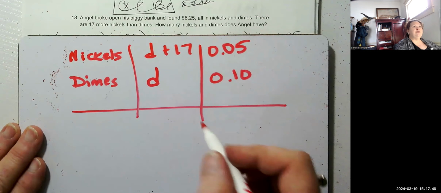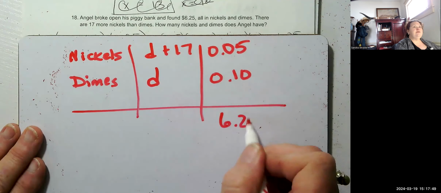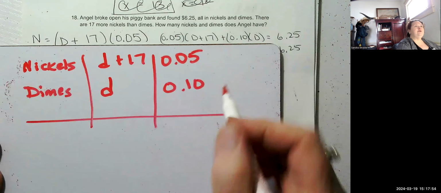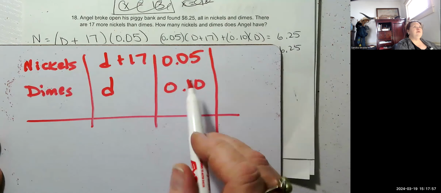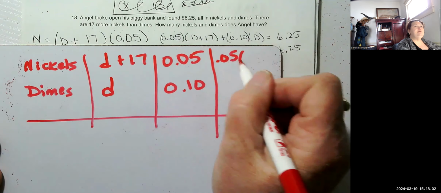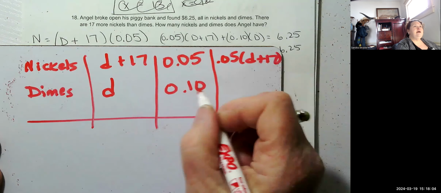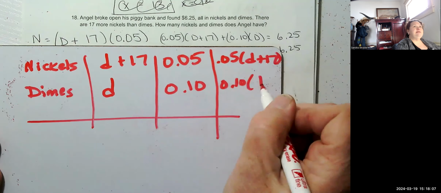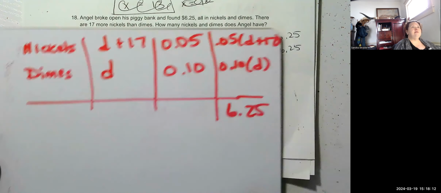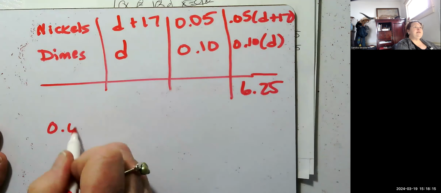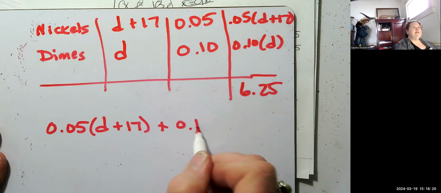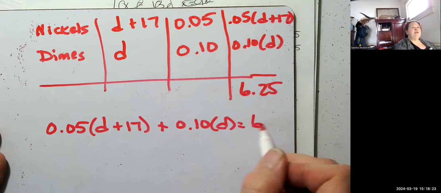Total, once we add all this together, needs to add up to $6.25. All right, we can't just add these. What we have to do instead is create one more that we multiply these together. So this would be 0.05 times D plus 17 and 0.10 times D. Those added together is going to give you the $6.25. So let's set that up. 0.05 times D plus 17 plus 10 cents times D is equal to $6.25.